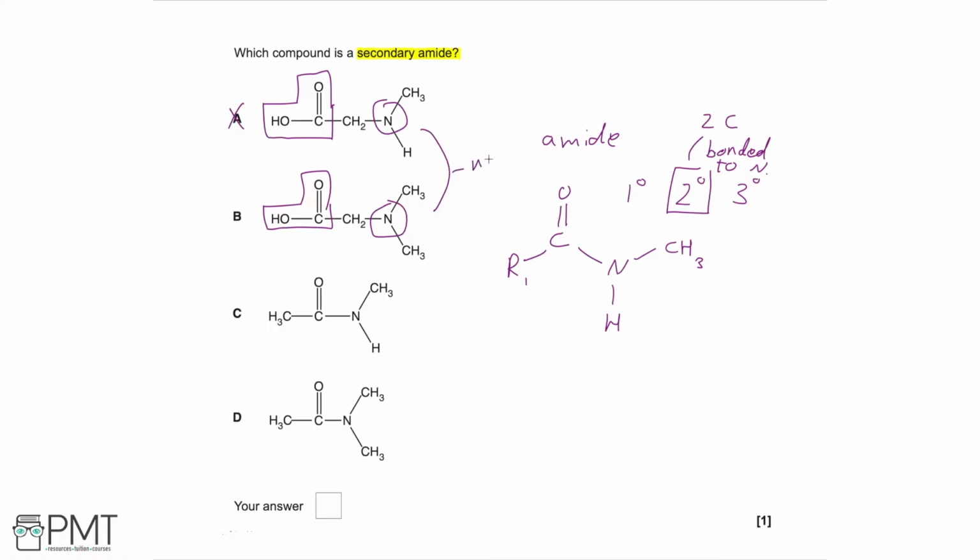So these are not amides. Now we've got C and D, which both have this amide functional group. We've got the nitrogen directly bonded to the carbonyl group. We need to look at how many carbons each of these nitrogens are bonded to. Here we've got 1, 2, 3, and here we've got 1, 2. So this is going to be a secondary amide, and this is going to be a tertiary amide. So our answer is going to be C.